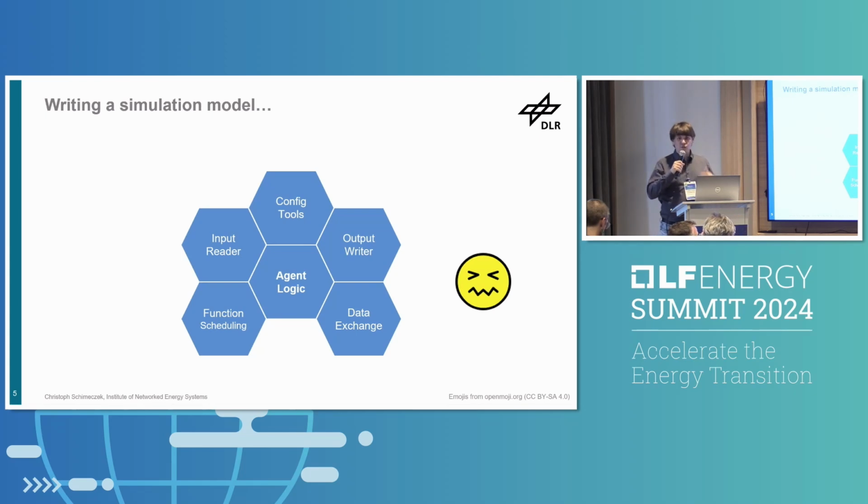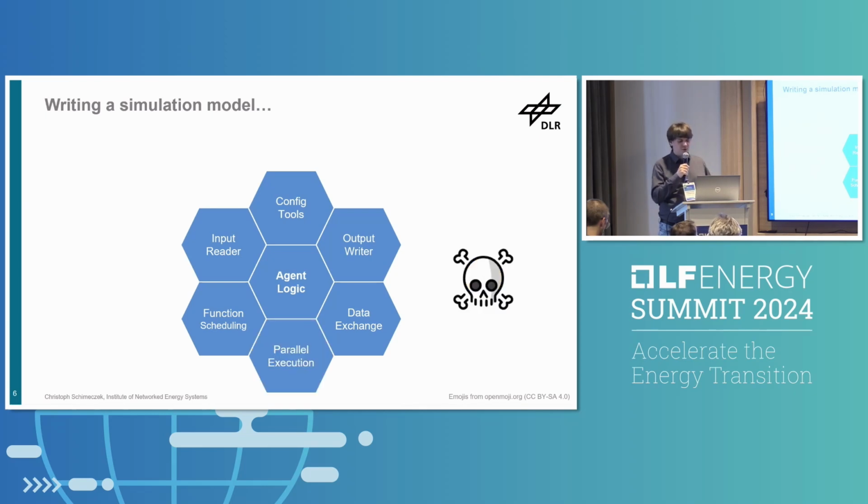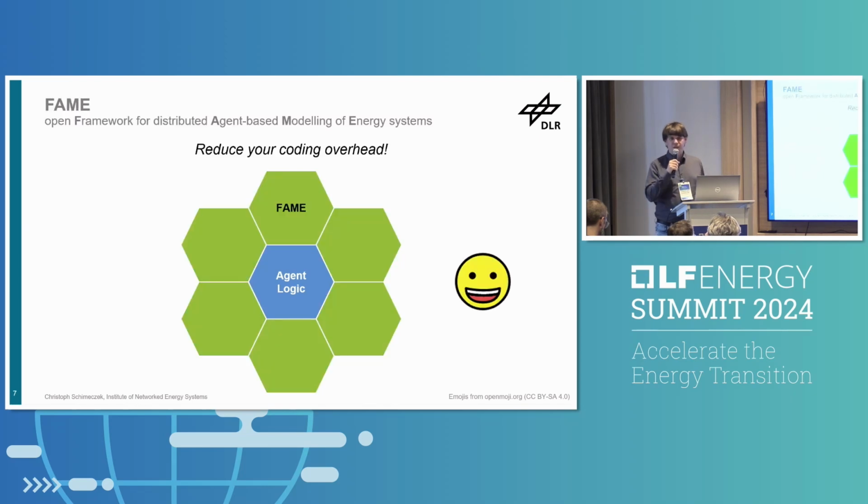And then you have your model running and then you find out it's really slow and you want to have it run faster, and you think about parallel execution of your model, and then you write down where you didn't want to go, thinking about all of this stuff that you didn't want to care about actually. So that's why we have FAME for you.